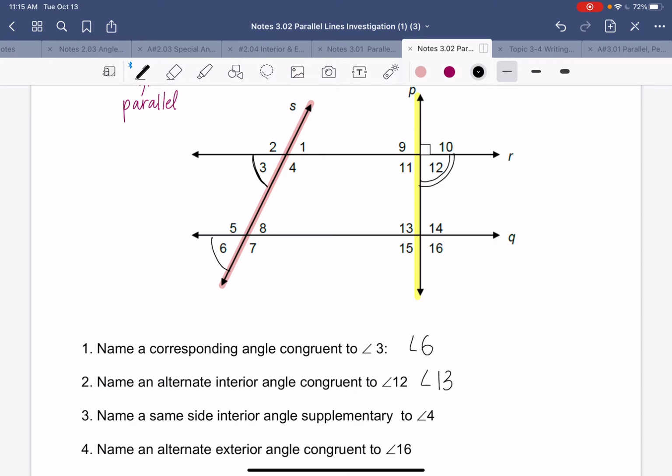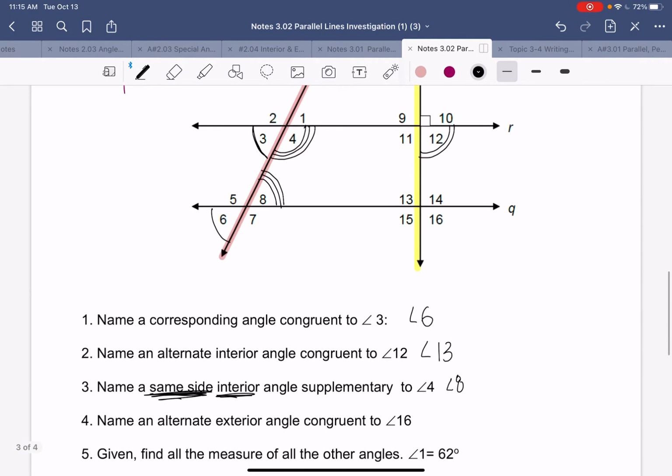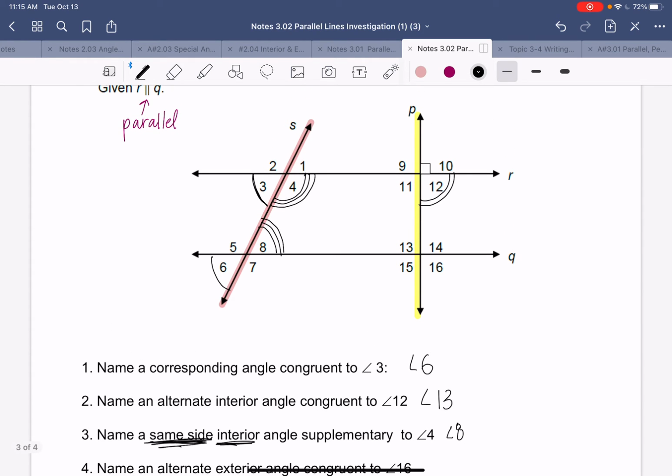All right, name a same side interior angle supplementary to 4. So we need supplementary to 4. So 1, 2, 3. Same side of the transversal, interior to the parallel lines. So like I said, don't jump ship of transversals. You want to stay on the same transversal. So angle 4 has a same side interior angle of angle 8. All right, name an alternate exterior angle congruent to angle 16.